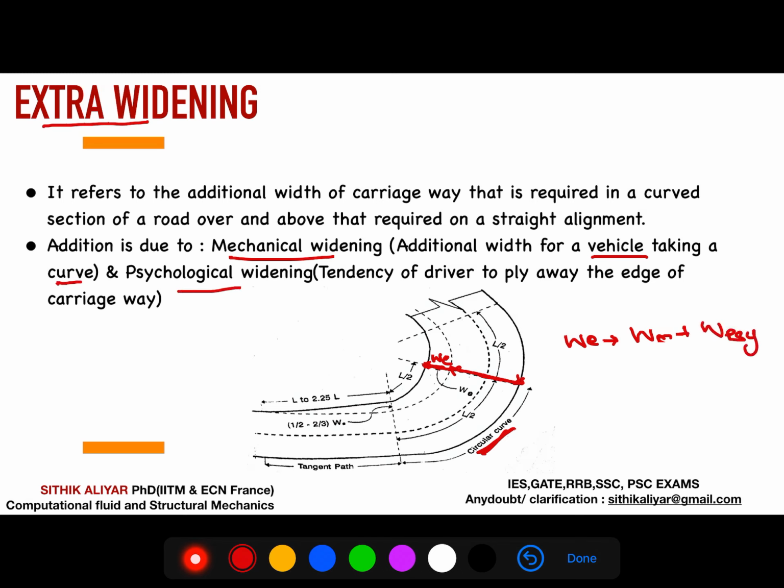This is for whenever there is fog or mist, or due to some personal human characteristics, people may forget to visualize there is a curve. So the driver tendency is that they will fly away from the edge of the carriageway. To avoid that, we are going to provide some extra widening in the horizontal curve to support both the vehicle and the driver characteristics.